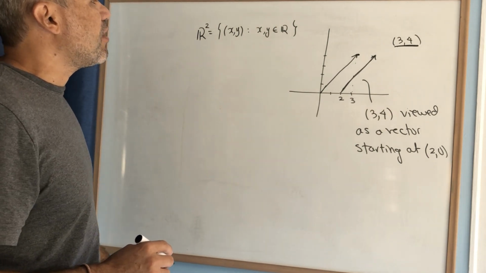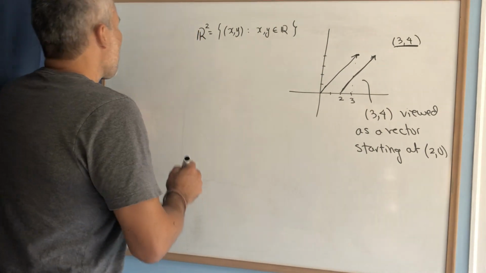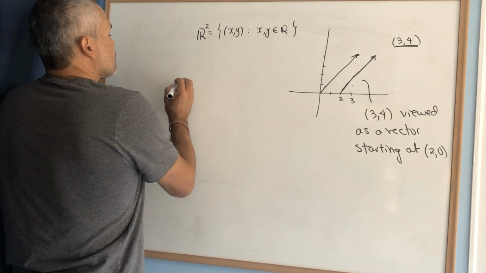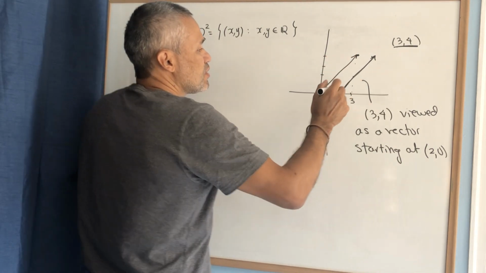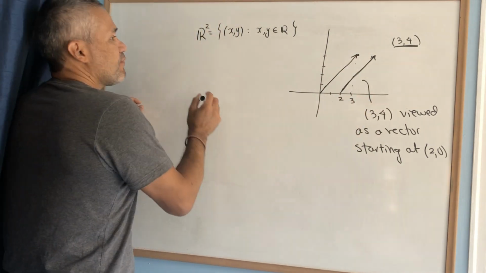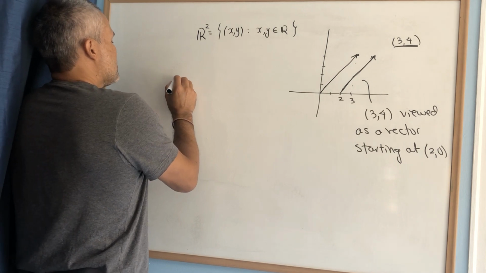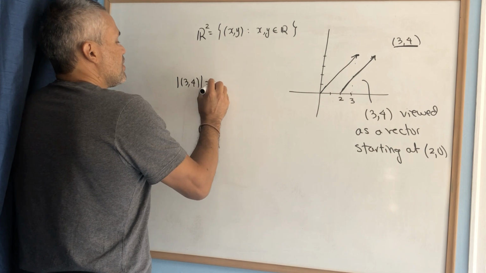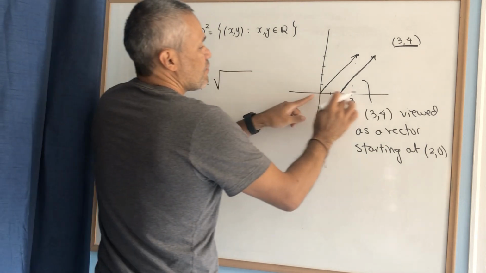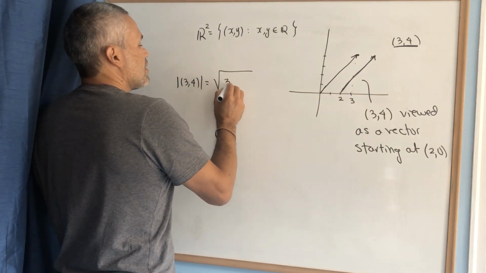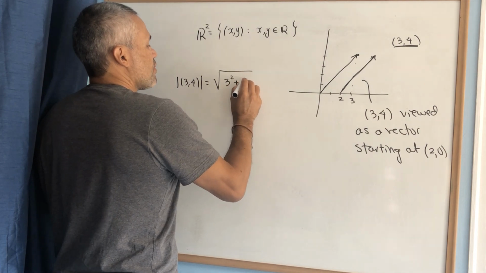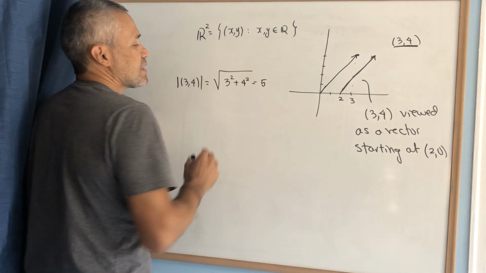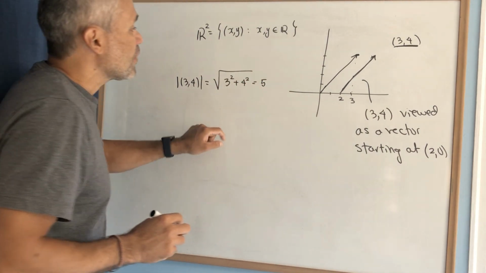When we think about the vector (3, 4), we have the length of this vector using the Pythagorean theorem. It is denoted by the norm of (3, 4), and this would be the square root of 3 squared plus 4 squared, which in this case is 5.